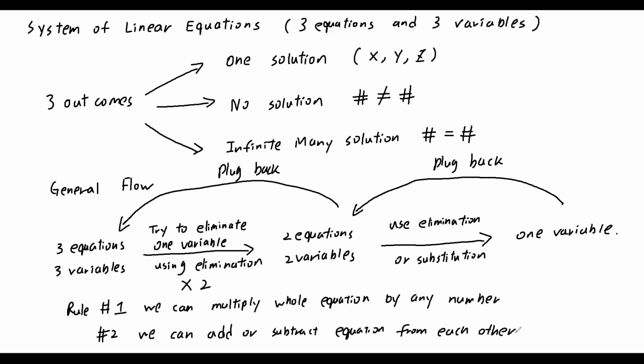Once we obtain two answers for variables, all we have to do is plug into either one of the three at the very beginning to solve for the last variable. And at the end, make sure to put it into an ordered triple, which is x, comma, y, comma, z. And it represents a coordinate. And this is how you will solve a system of linear equations. In our next lesson, we will go over the outcomes for no solution and infinitely many solutions.